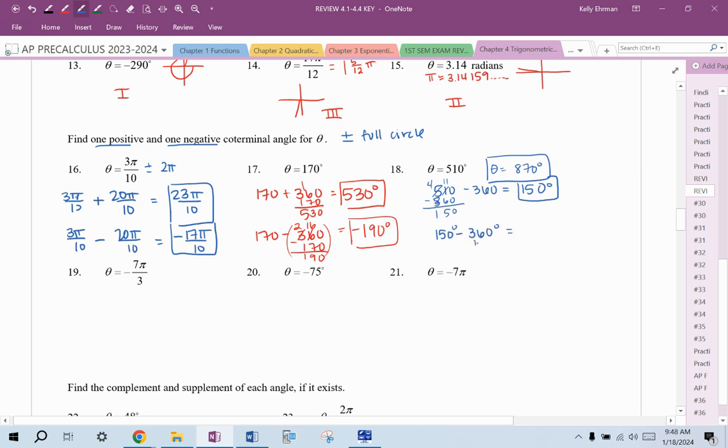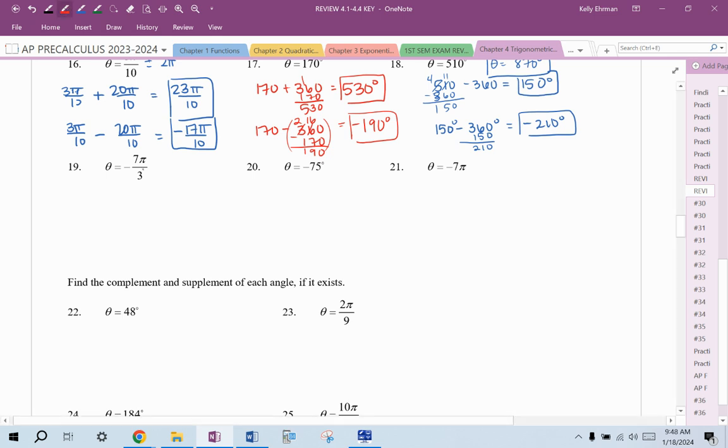So 150 minus 360, again, line them up. That's 210, but it's negative 210. So that's the first negative coterminal angle you get. And what I just did there is basically 510 minus 720. I just did it in steps. So you could also just think of it that way.